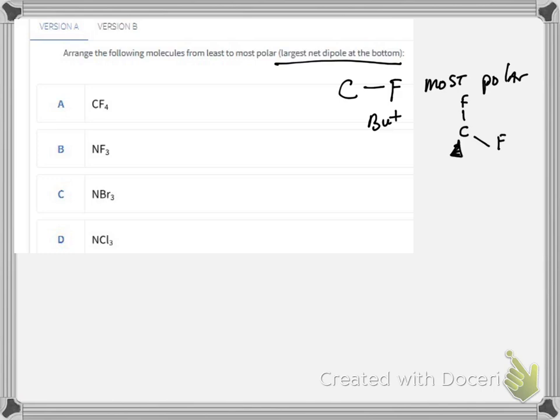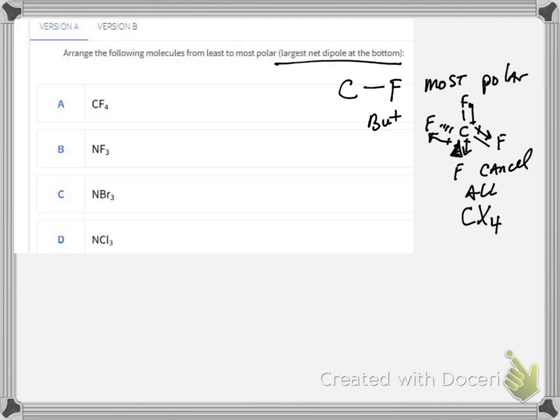But because there are four of them in a tetrahedron and they exactly cancel out, although there are four polar bonds, they exactly cancel. And that's going to be true for any CX4, any carbon atom that is attached to four identical atoms. They're all going to cancel. They have to be identical, right?